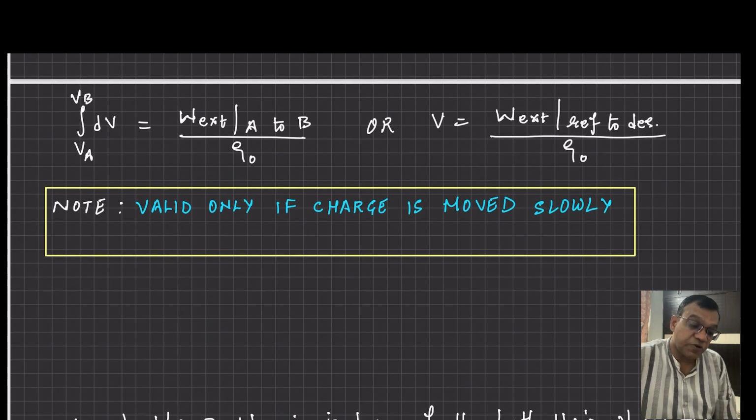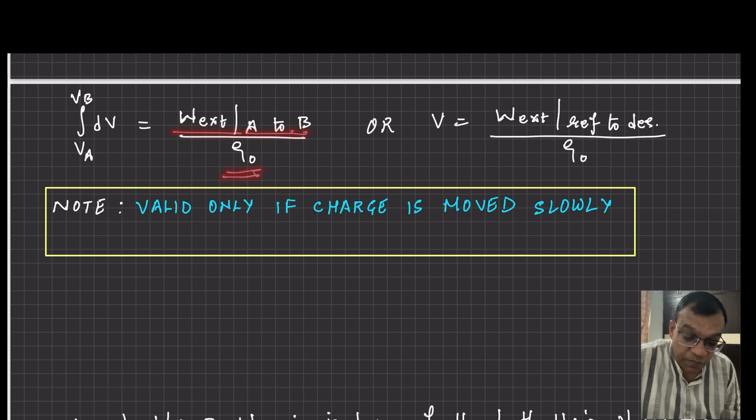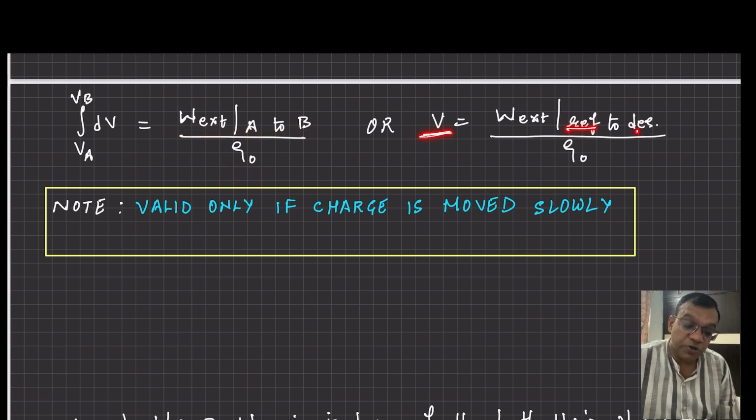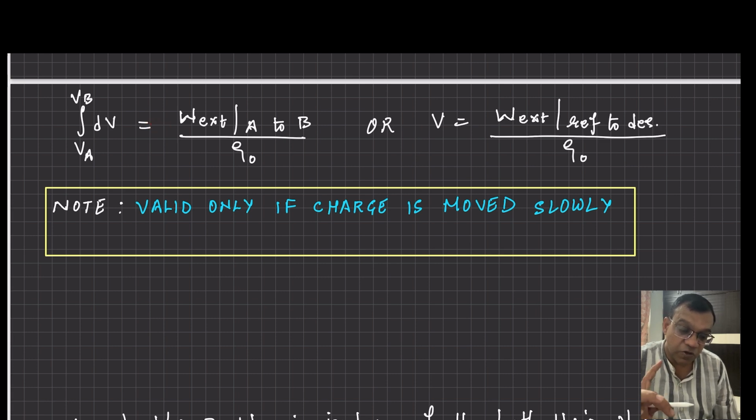And we can write the expression in this way: the potential difference between two points A and B is equal to the work done by external force in taking the charge particle from A to B per unit positive test charge, or potential at a point from reference to the desired point is the work done by external force. If you are writing in terms of the electrical force, a minus sign will come. If you are writing in terms of external force, then the minus sign won't come. And remember, this is valid only if the charge is moved slowly.